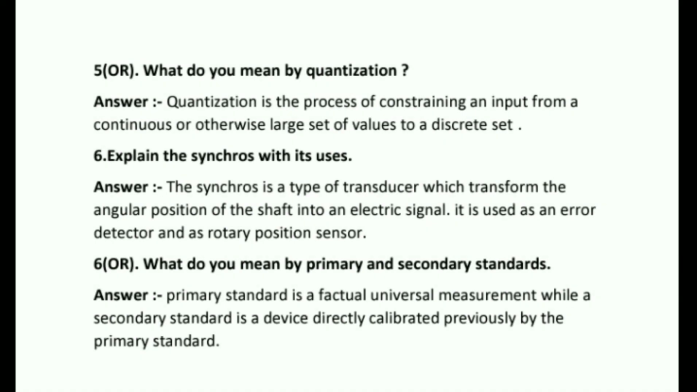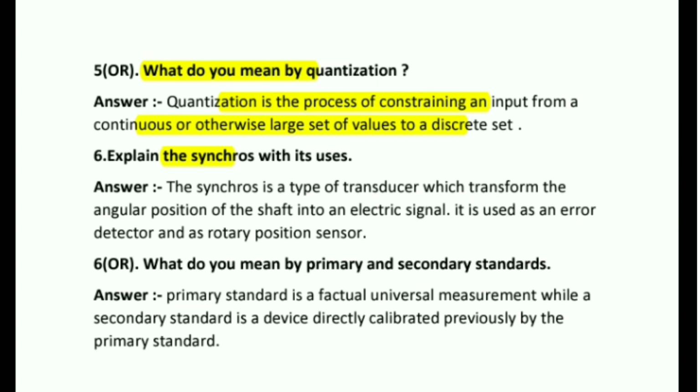The next question is, what do you mean by quantization? Quantization is the process of constraining an input from a continuous or otherwise large set of values to a discrete set. Question number 6 is, explain synchro with its uses. A synchro is a type of transducer which transforms the angular position of a shaft into an electrical signal. It is used as an error detector and as a rotary position sensor.